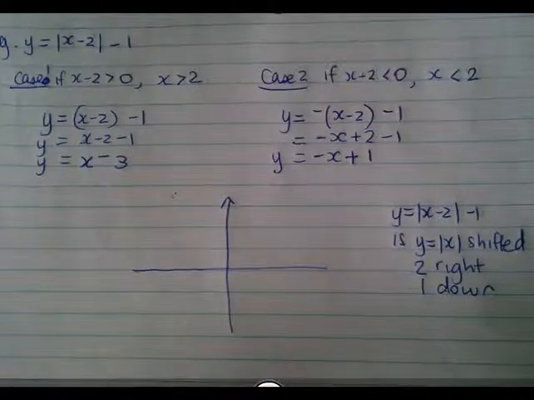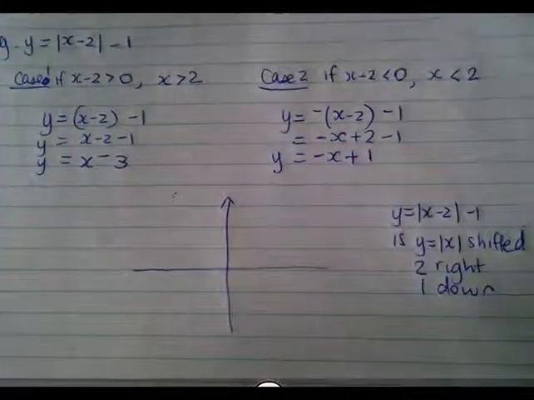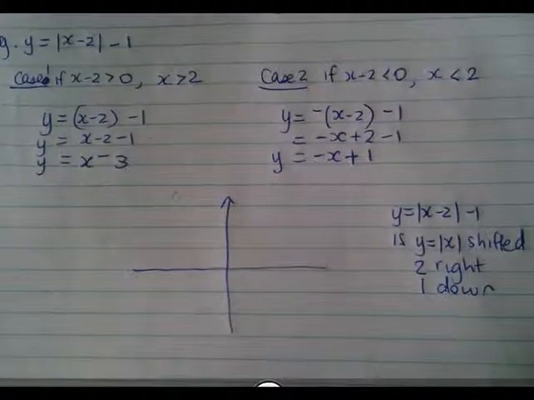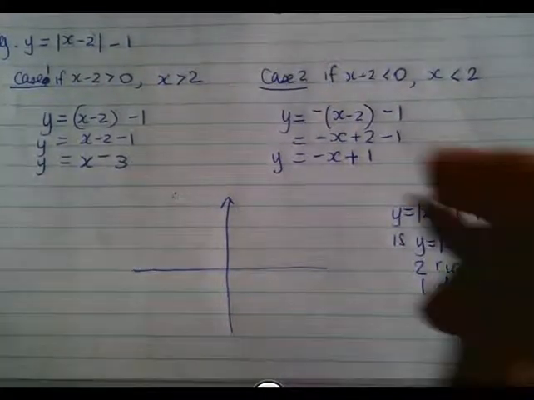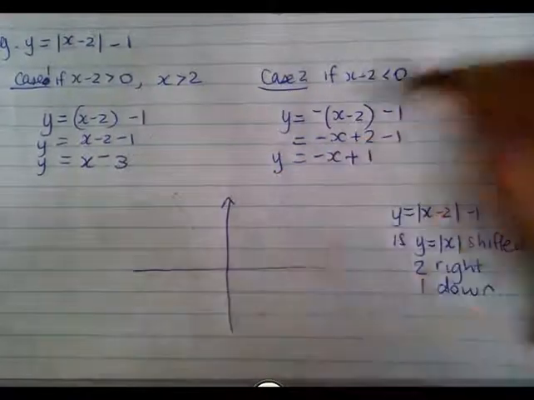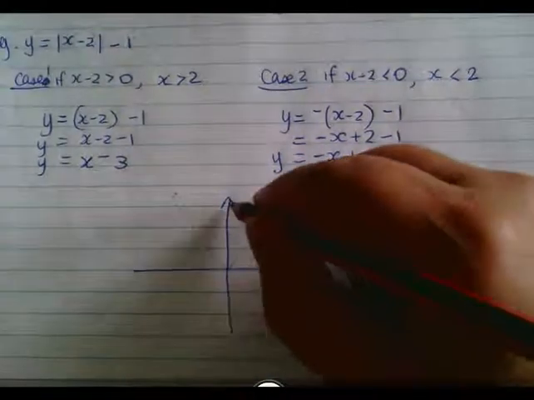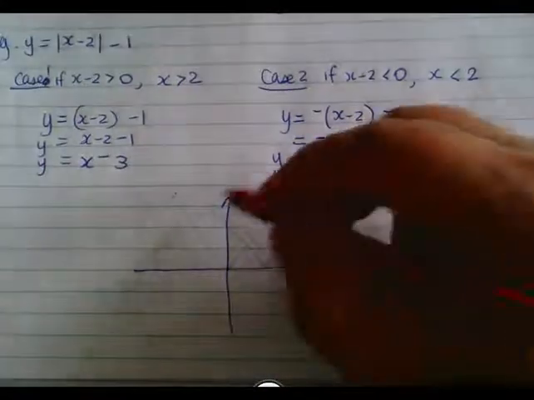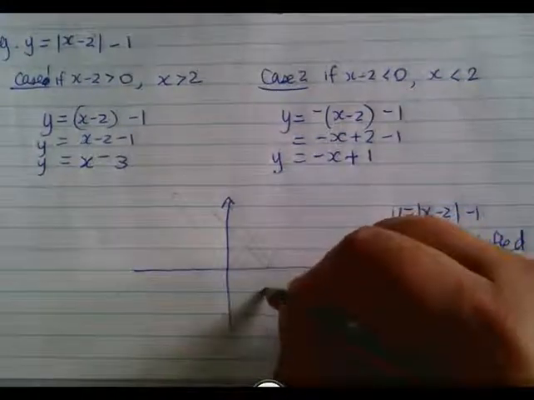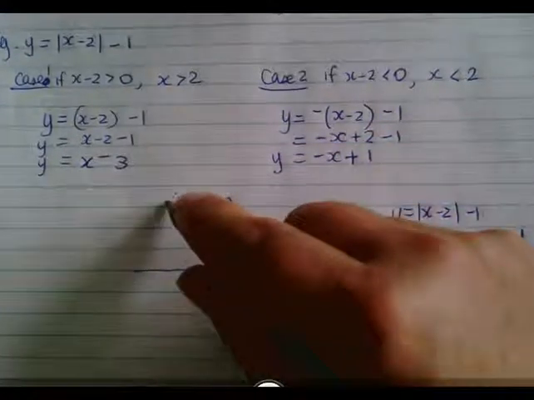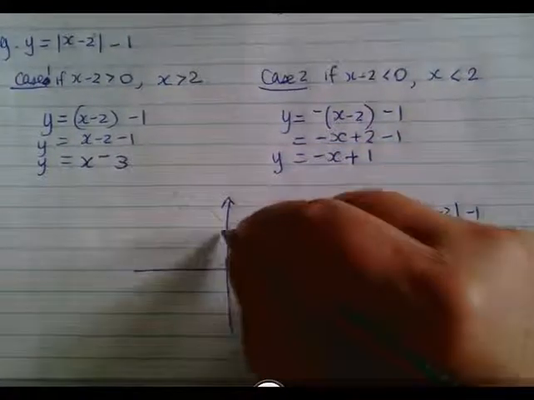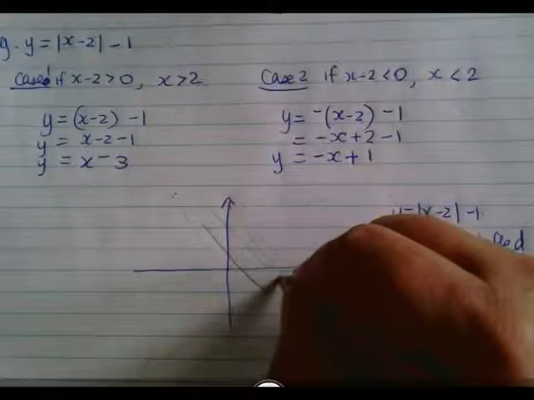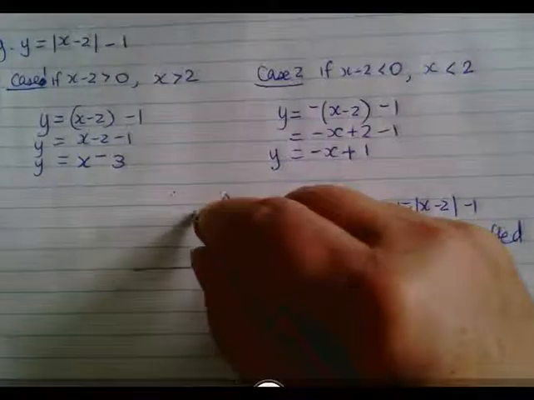So if I was to sketch that, I'm going to use a pencil and sketch where the others are first. So if I was sketching this, I would say this is y equals absolute value of x, right? Shifted 2 right is like this, maybe like this. Shifting 2 right, and then I shift 1 down. Okay? So there's my original. I'm going to shift it 2 right, and then I'm going to shift it 1 down. Like that.